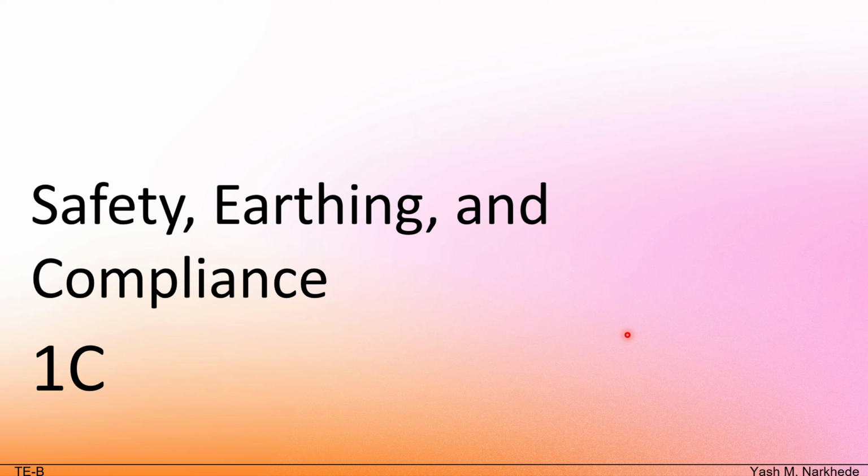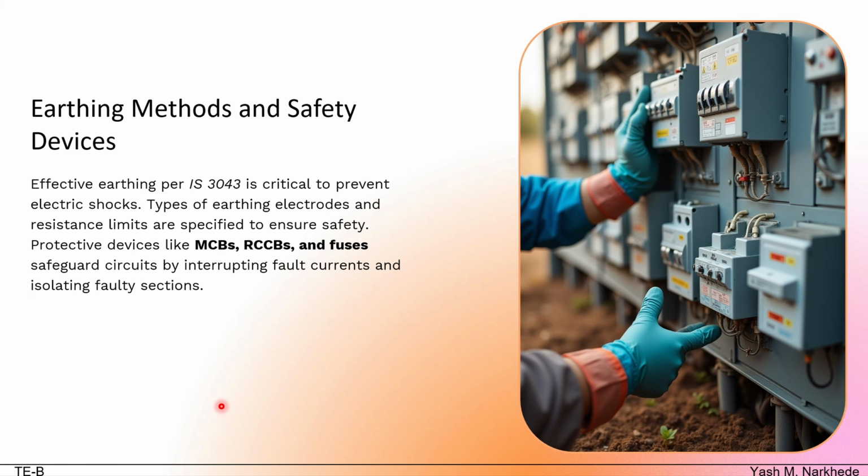Earthing methods and safety devices. Earthing is one of the most important safety features. It provides a low resistance path for fault currents and prevents electric shock. For single phase connection, one earth pit is used. For three phase, two earth pits are required as per IS 3043. And protective devices like MCBs, RCCBs and fuses safeguard circuits by interrupting fault currents and isolating faulty sections.